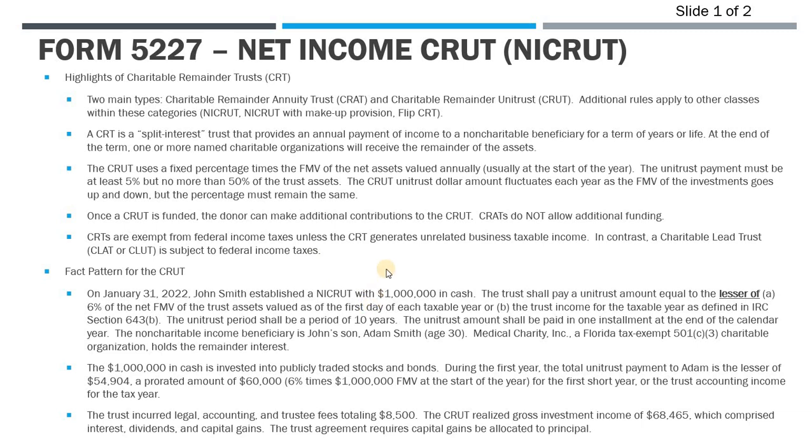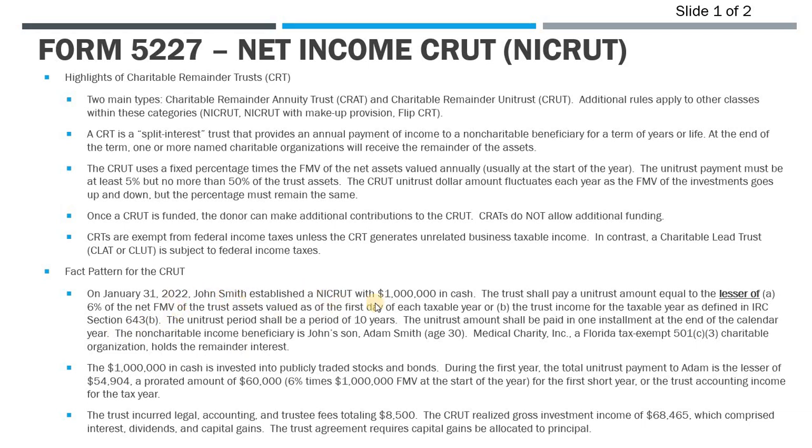So when you have a net income CRUT, the trustee pays the lesser of the trust accounting income or that percentage of the fair market value of the assets. And so that's what we're going to see here with our example: we're going to have a net income CRUT where the unitrust payment percentage is more than the trust actually made in income. So the income beneficiary is getting the lower amount of the two. All right, so let's look at our example.